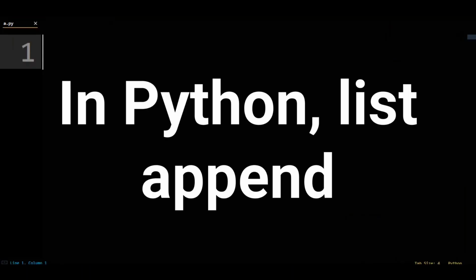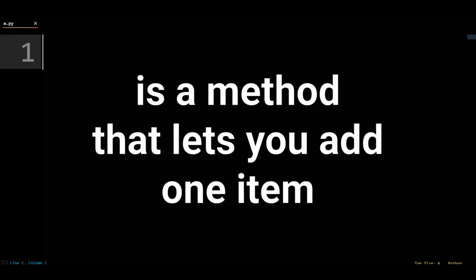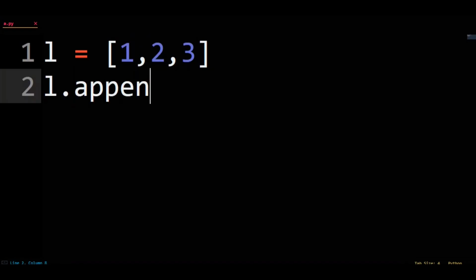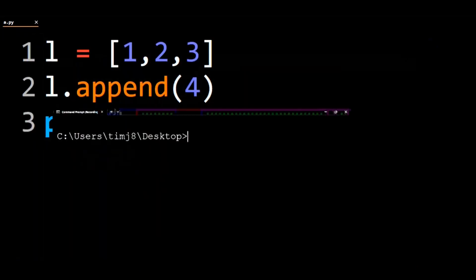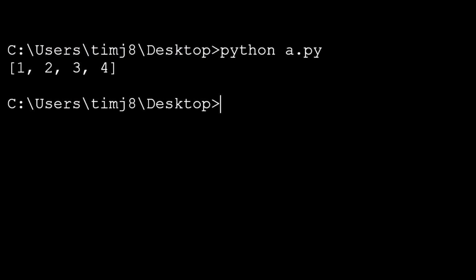this. In Python, list append is a method that lets you add one item to the end of the list. Let's do an example. L equals a list with 1, 2, and 3. L.append 4. Print L. If we run this code, we'll see L is now a list with 1 through 4.